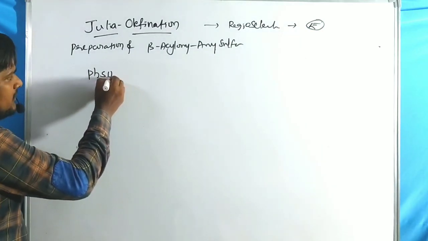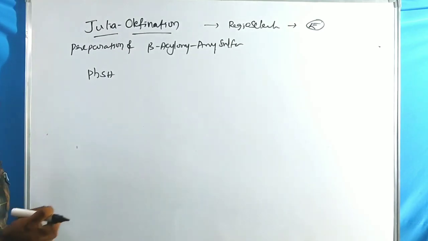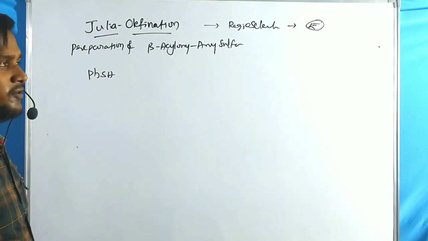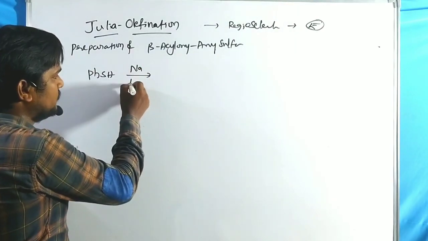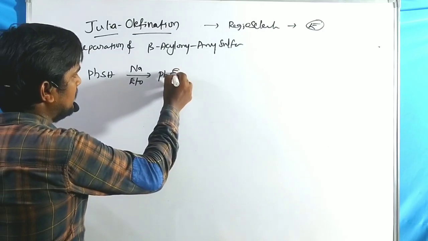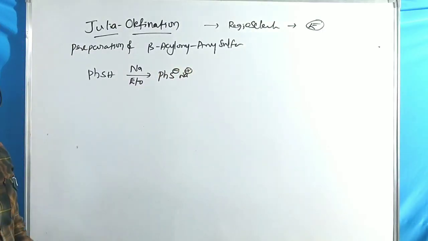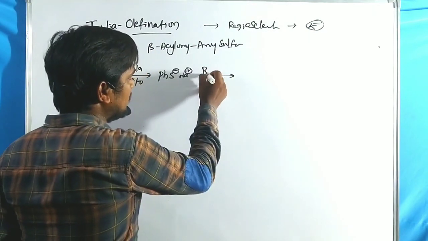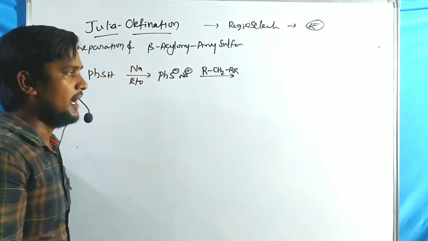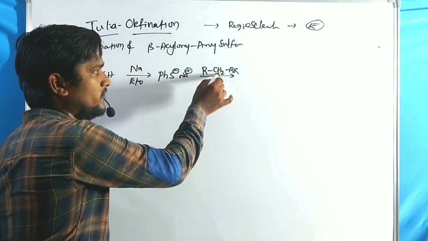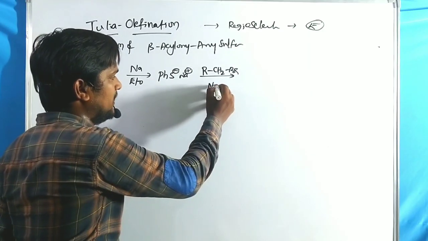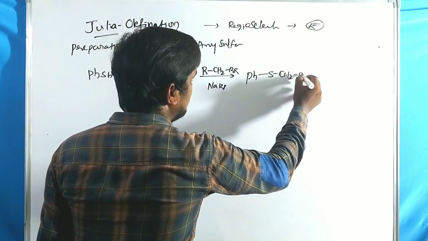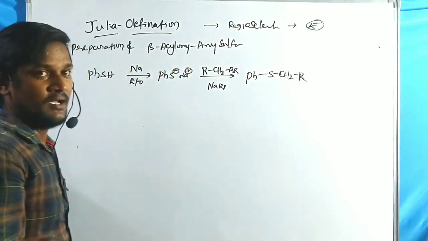Generally phenyl attached OH is called phenol. Here instead of oxygen we use SH, which is thiophenol. In presence of sodium in ethanol we get sodium thiophenoxide. Then we use an alkyl bromide, an alkyl halide. The negative charge can attack here, then bromide is eliminated as NaBr, and we get phenyl S CH2R.